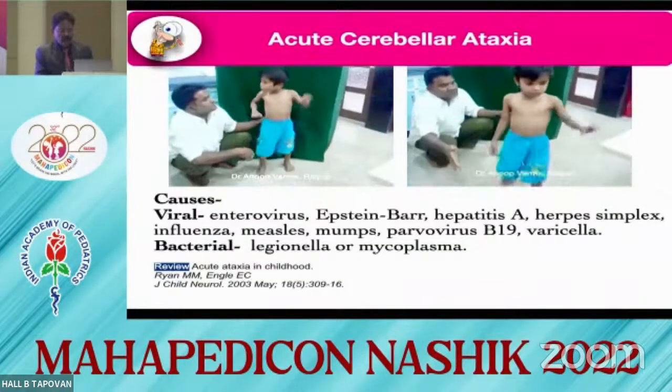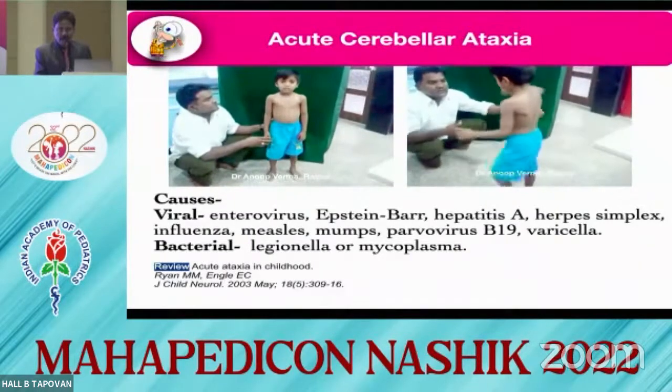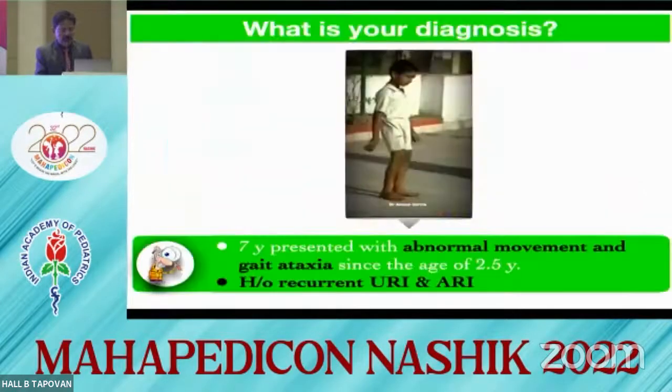Another case of acute cerebellar ataxia. These are the various causes of ataxias: viral, mostly viral; bacterial can be Legionella and Mycoplasma as well.